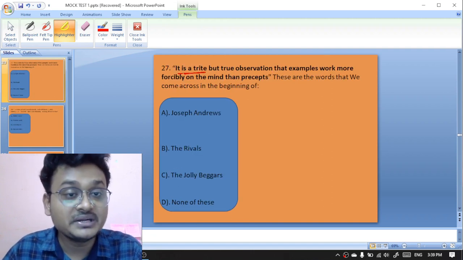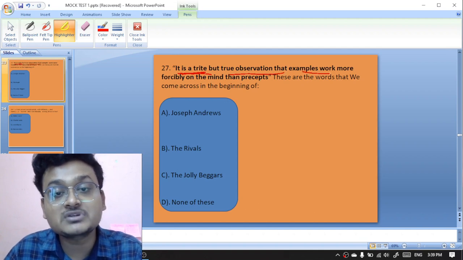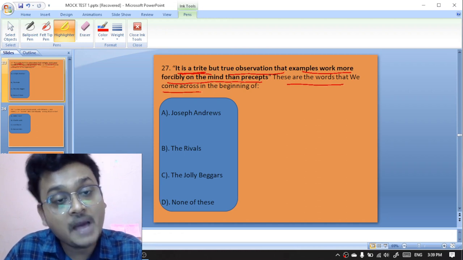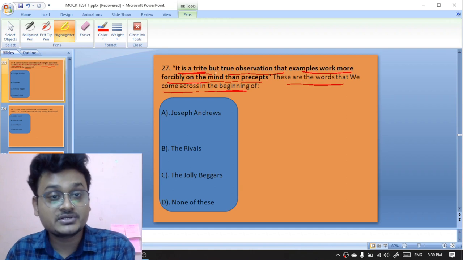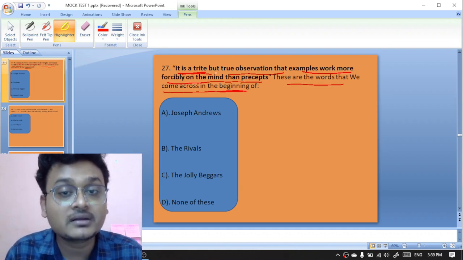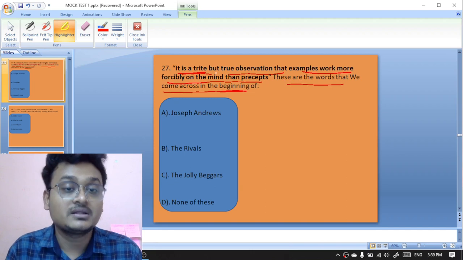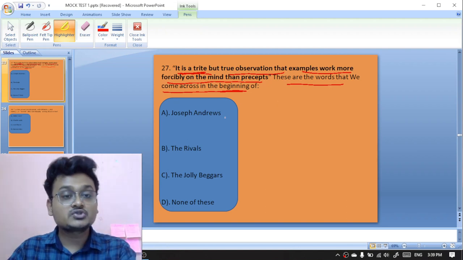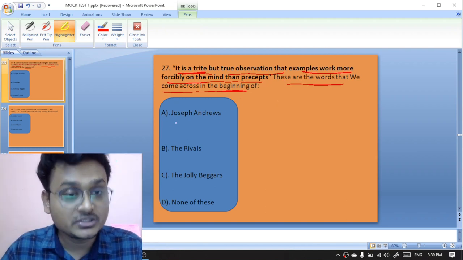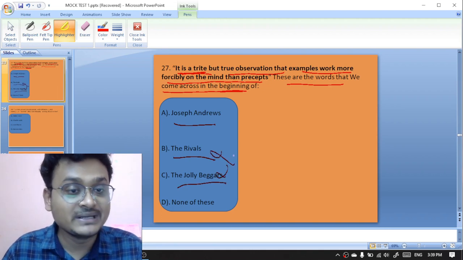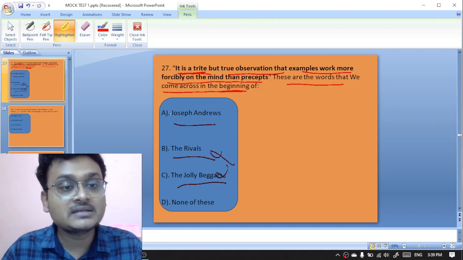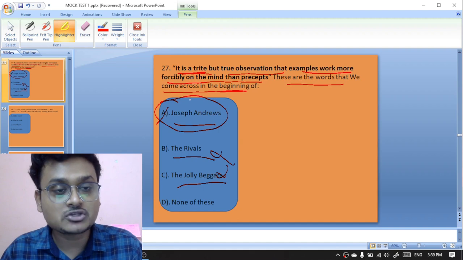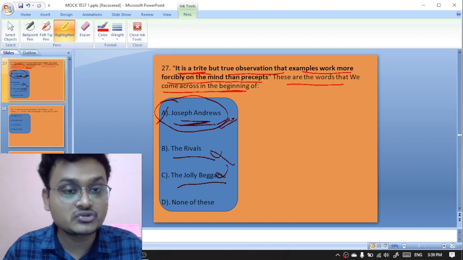Next question. It is a trite but true observation that examples work more forcibly on the mind than precepts. These are the words that we come across in the beginning of which novel? Joseph Andrews, The Rivals, The Jolly Bakers. These are the opening lines of the novel Joseph Andrews, the first novel written by Henry Fielding.